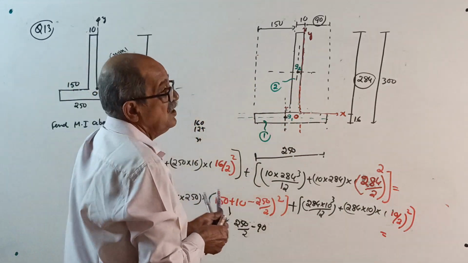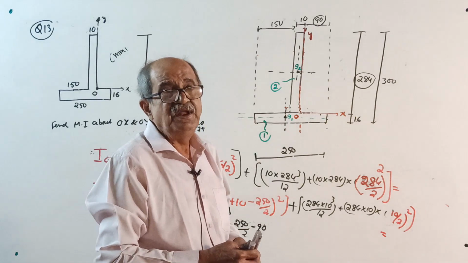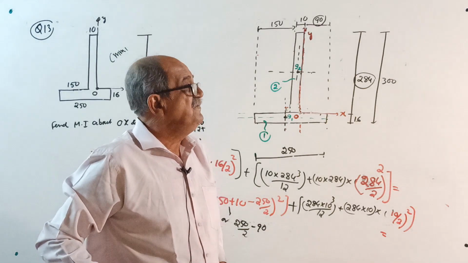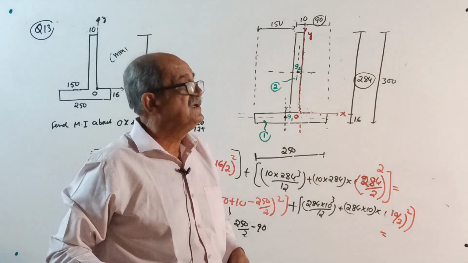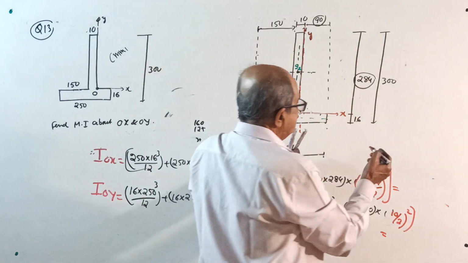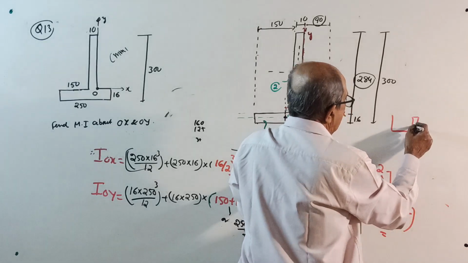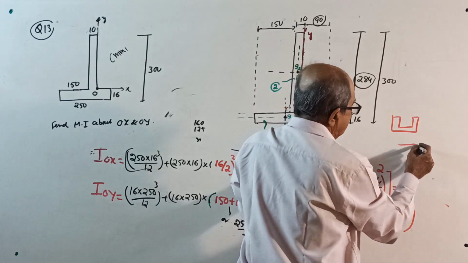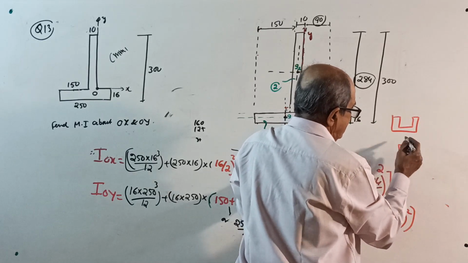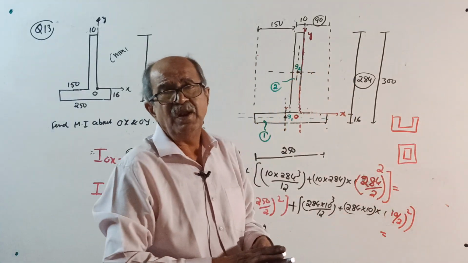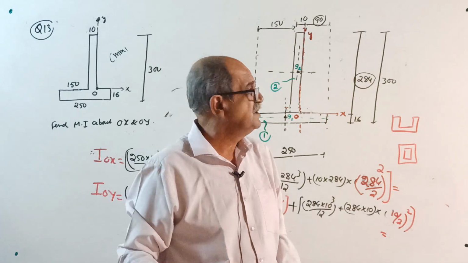So question 13 is over. Next class I will continue. Little I sections are there, channel sections are there, some trough sections are there, this type of sections. And hollow rectangle will be there, this way. Everything will come one by one in order. Plenty of questions.